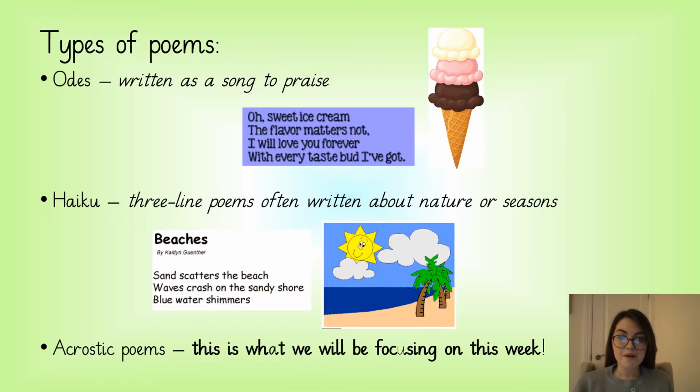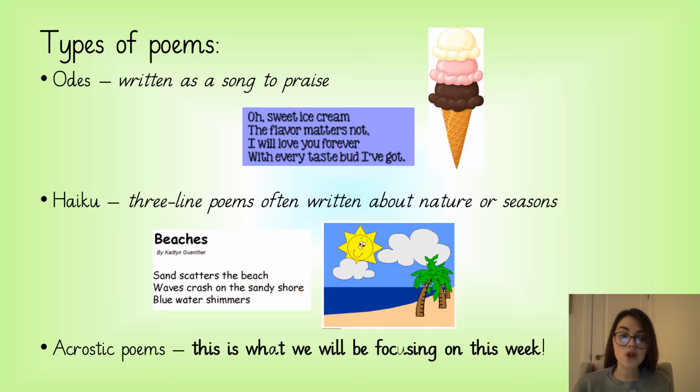Another type of poem is the ode. Now, odes are written as a song to praise someone or something. So you can see on your screen, you've got a picture of an ice cream. And the ode for this picture is, oh sweet ice cream, the flavour matters not. I will love you forever with every taste bud I've got.